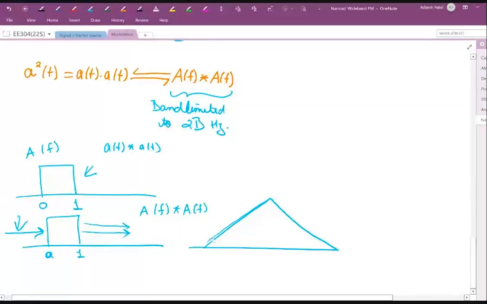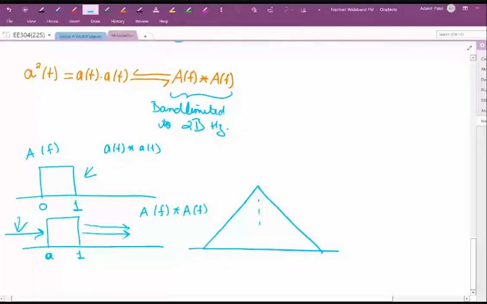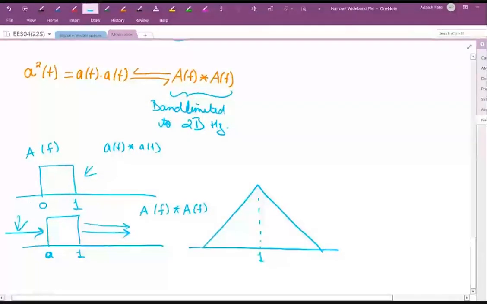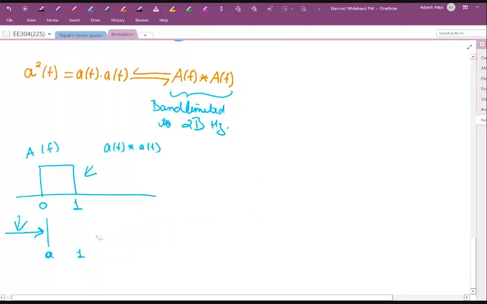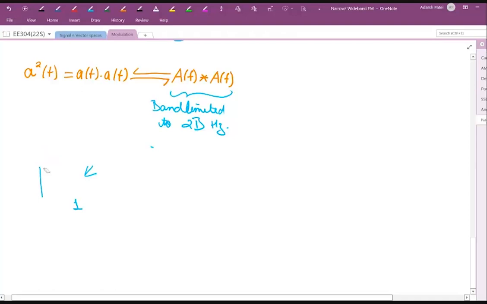So if this is 1 and 0, and then this should be 2, in that case it is going to be like this. So that's why the total bandwidth will become twice of B. Okay, I hope this is clear to everyone. If you're still unable to get it, just take this simple example and do the convolution. You will get it. So understood, sir. Okay.